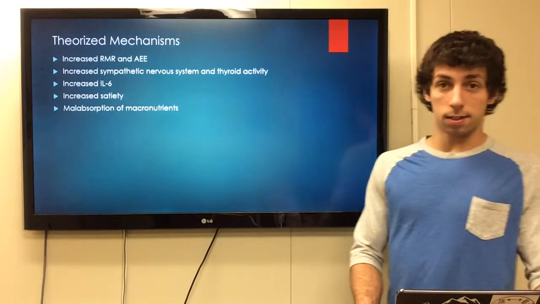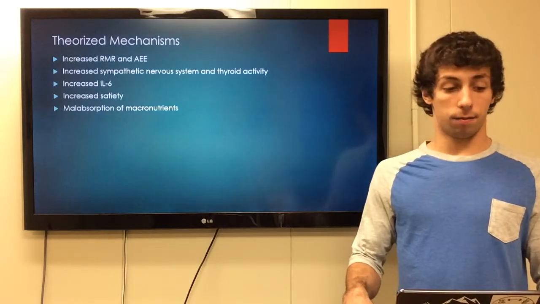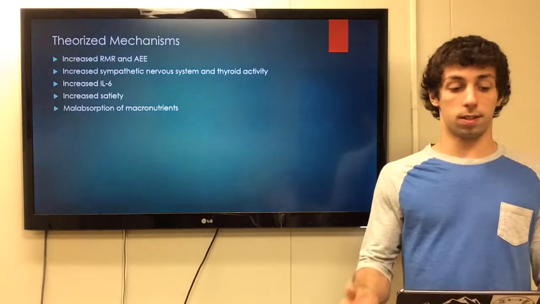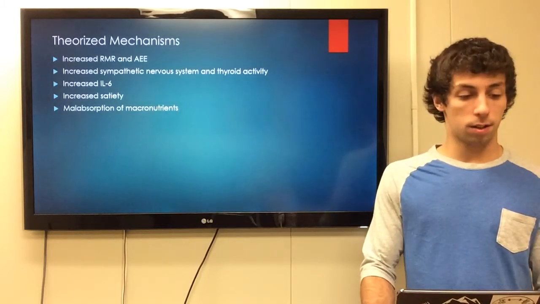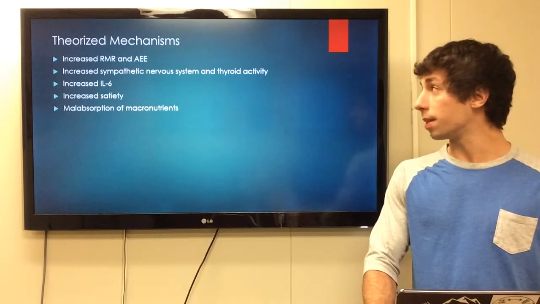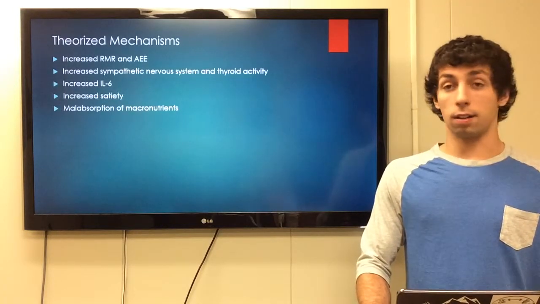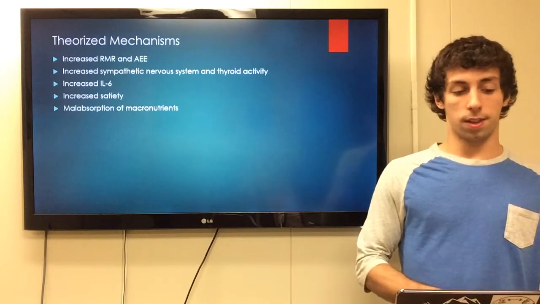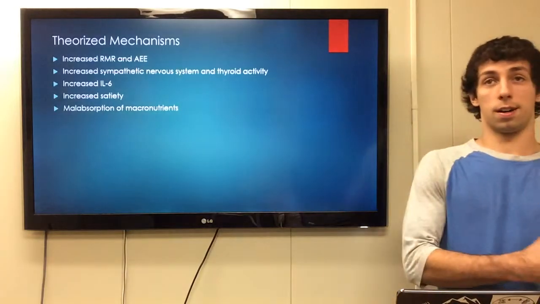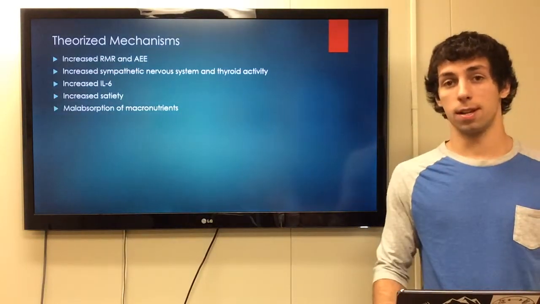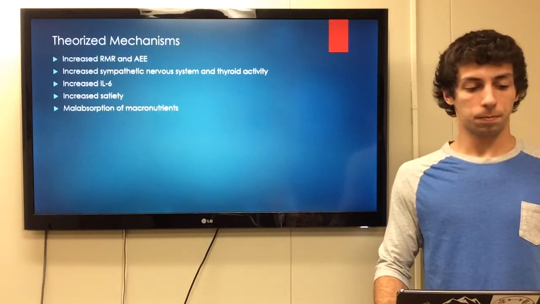Now the theorized mechanisms, to summarize, of why hypoxia influences fat loss are an increased resting metabolic rate and activity energy expenditure, increased sympathetic nervous system and thyroid activity, increased interleukin-6 release, increased satiety, feeling more full, and then malabsorption of the macronutrients. So you're not absorbing, I believe fat specifically was not absorbed as well in altitude simulations.